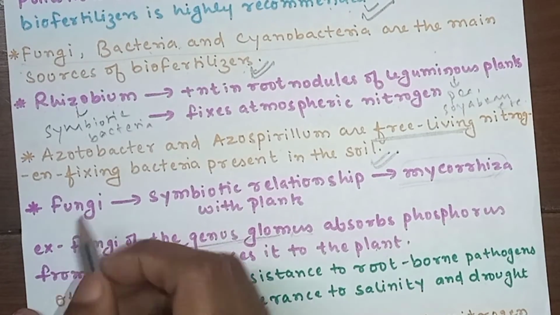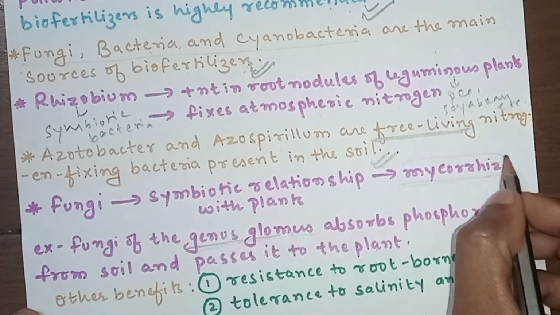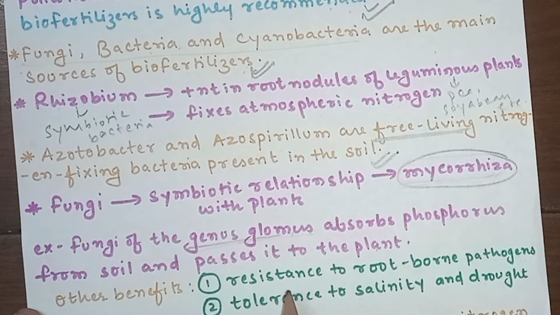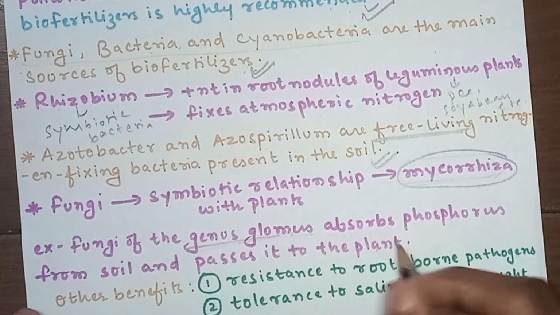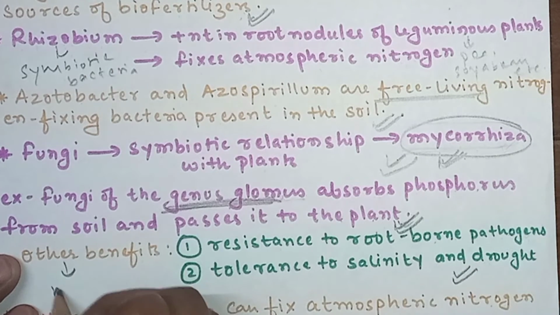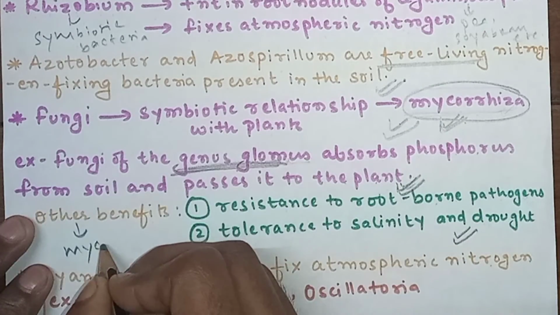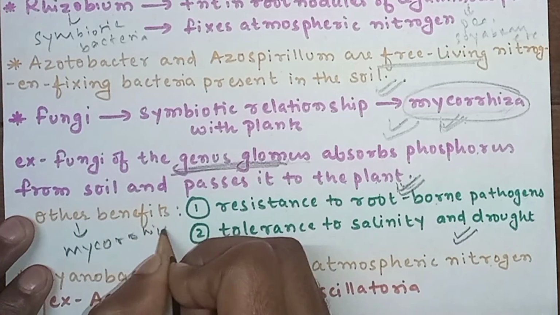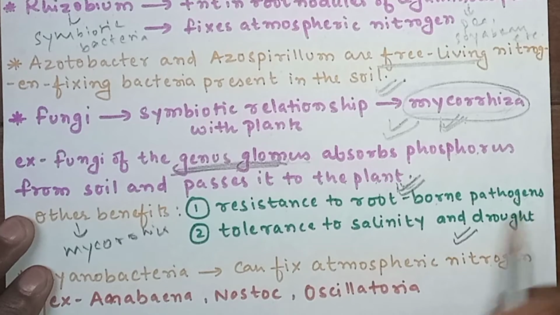Now let us see fungi. Some fungi live in a symbiotic relationship with plants, which is known as mycorrhiza, and there are fungi of the genus Glomus that absorb phosphorus from the soil and pass it to the plant. And there are other benefits of this mycorrhiza, or we can say the symbiotic relationship between plant and fungi. It provides resistance to root-borne pathogens and tolerance to salinity and drought.